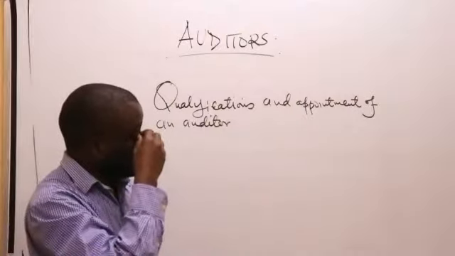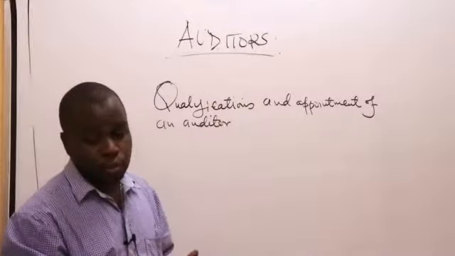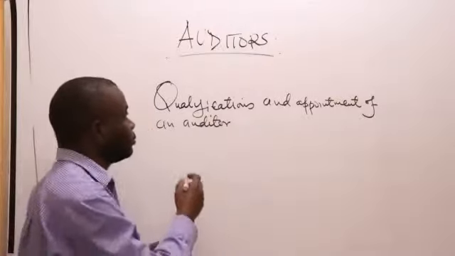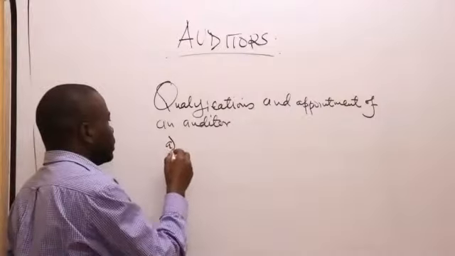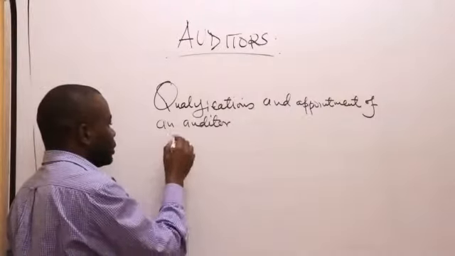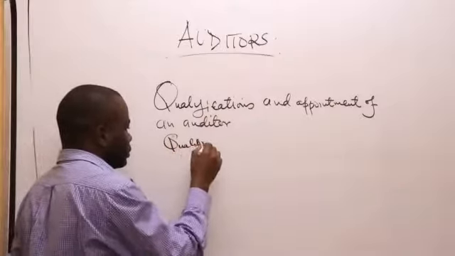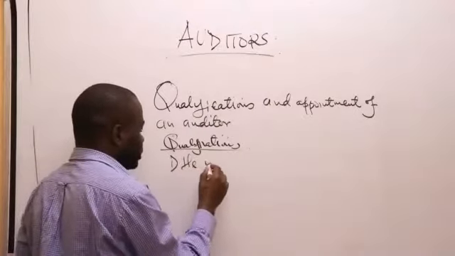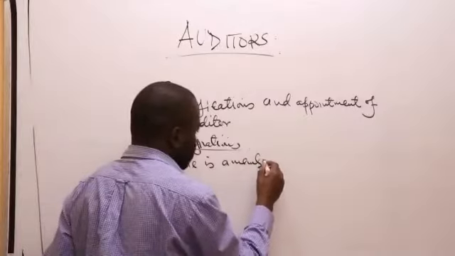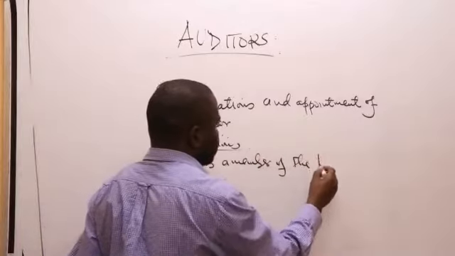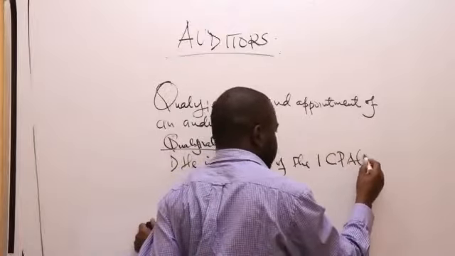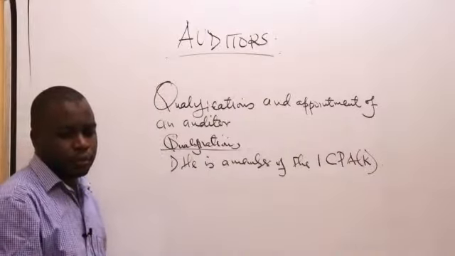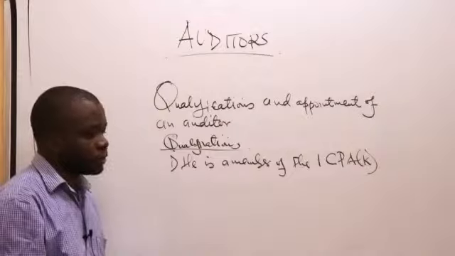So the key qualifications for one to be appointed as an auditor. We have just two key qualifications. Number one is he is a member of the Institute of Certified Public Accountants of Kenya, that is ICPAK. He's a member of the Institute of Certified Public Accountants of Kenya.